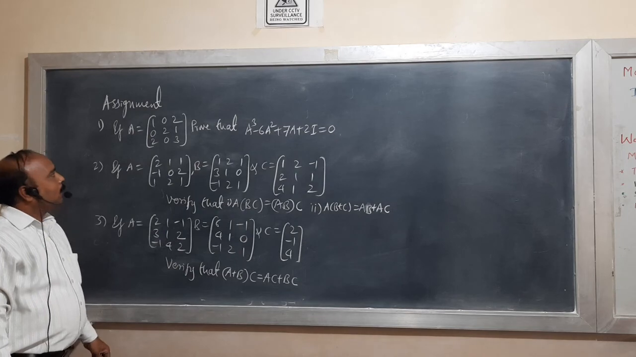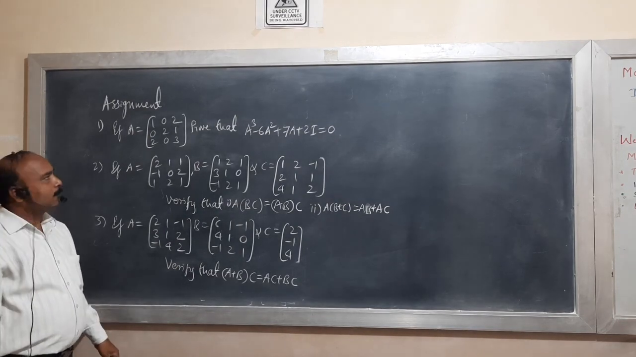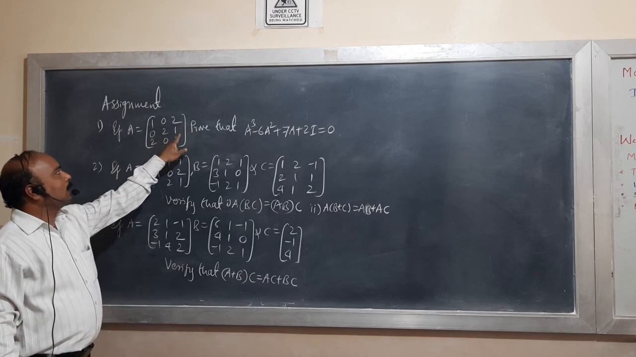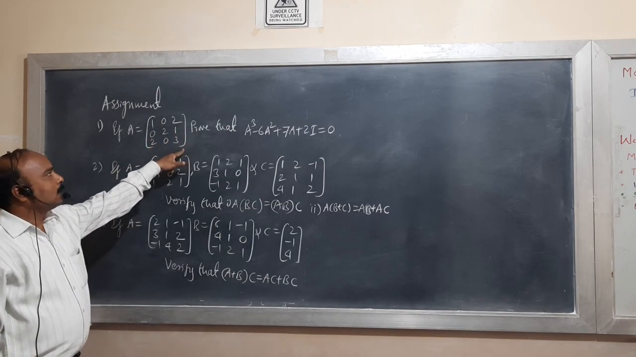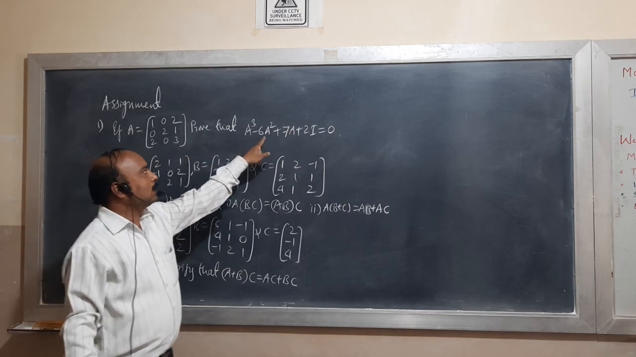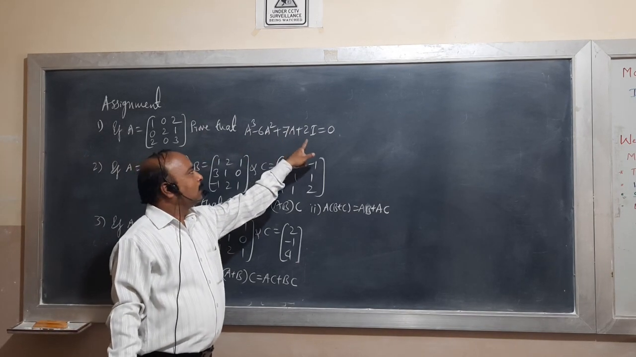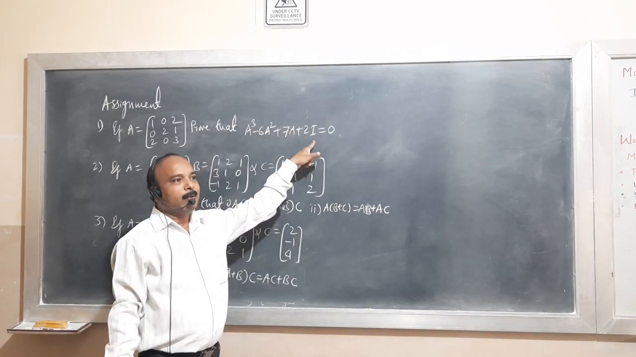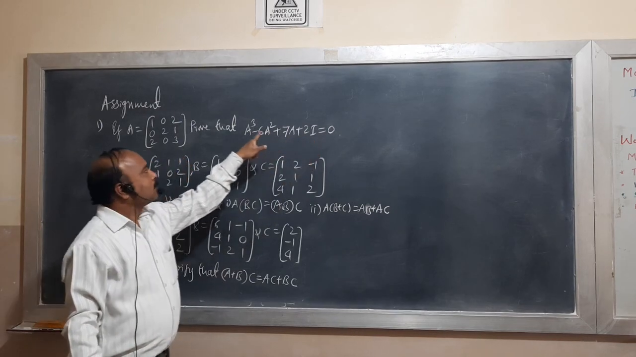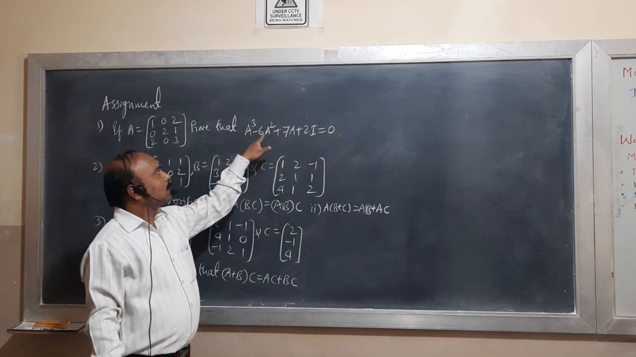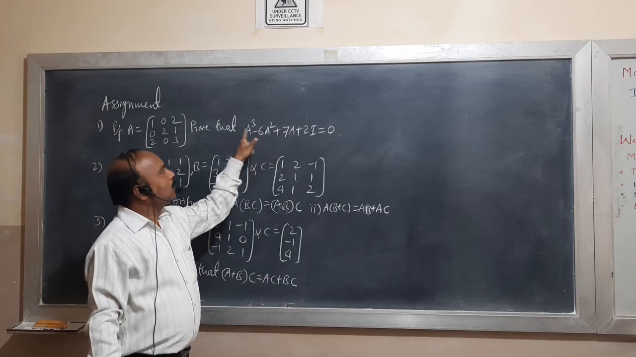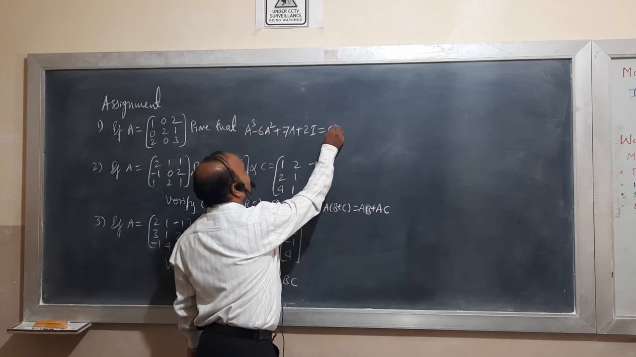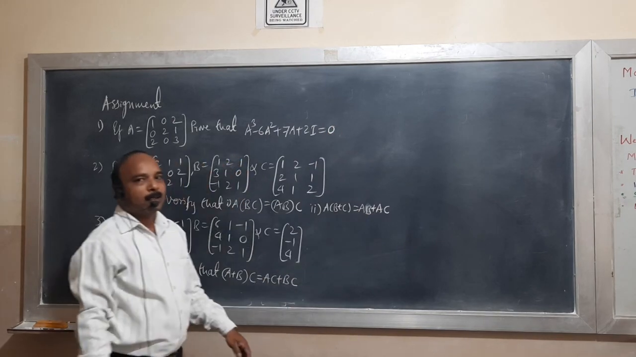Let's go for some assignment questions. First question: if A equals the matrix 1, 0, 2; 0, 1, 2; 0, 0, 3, then prove that A cube minus 6A square plus 7A plus 2I equals 0. This type, one or two examples I already completed. Work similarly: first calculate A cube by using A square. After that we take LHS and substitute all the values. Then we get matrix O. It is nothing but the O matrix, that is, the zero or null matrix.